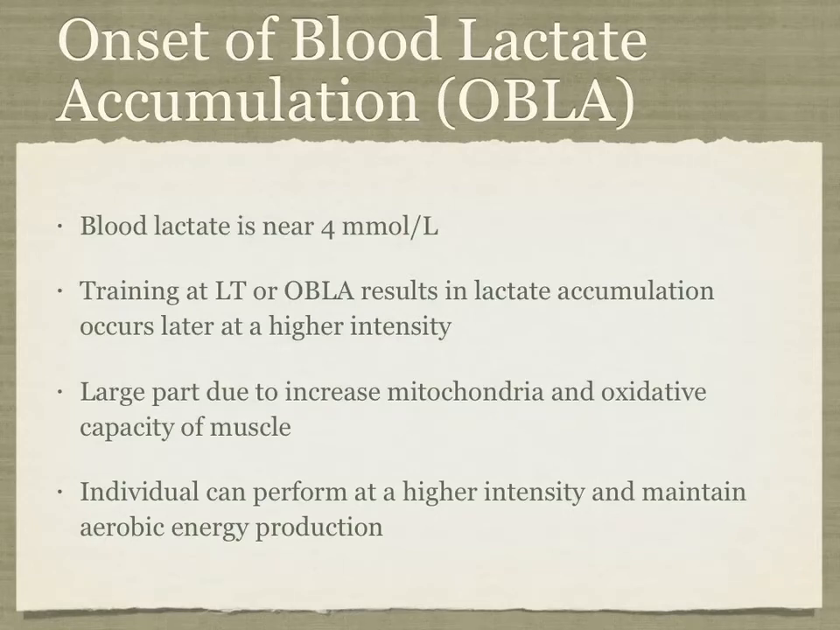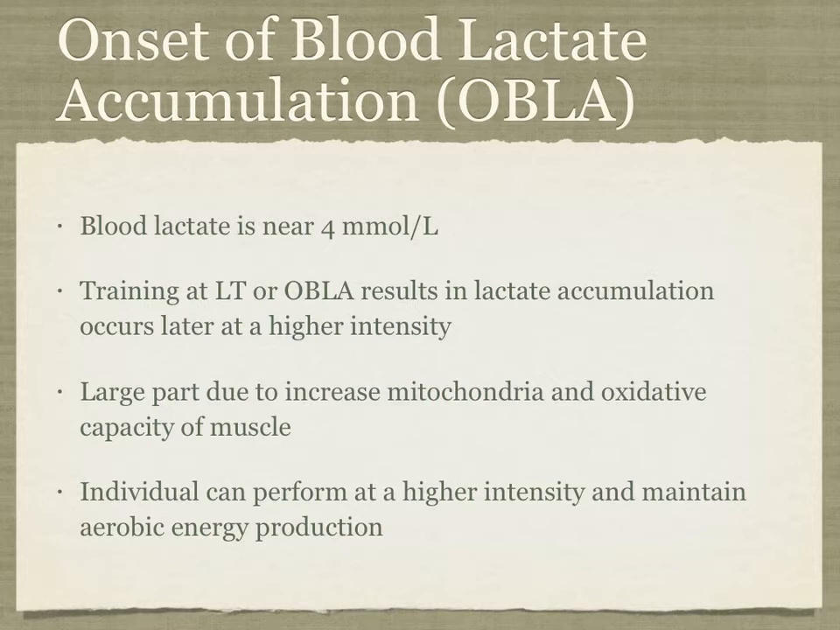The onset of blood lactate accumulation, OBLA, is where we start to have a significant amount of blood lactate accumulation, versus the lactate threshold, where we just start to accumulate blood lactate, where we're not able to metabolize it and/or oxidize it and use it for energy, so it starts accumulating. Whereas the OBLA is where we significantly have an accumulation.